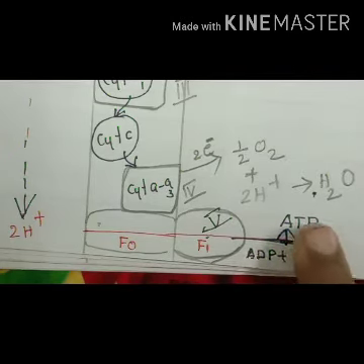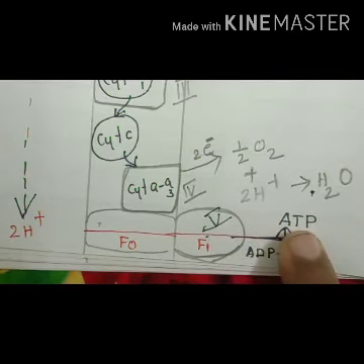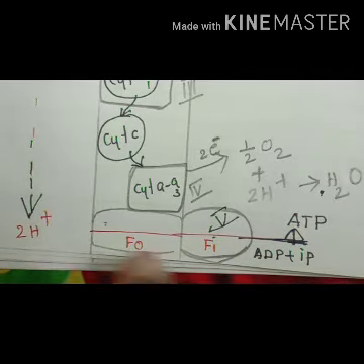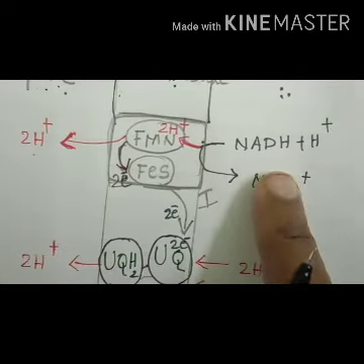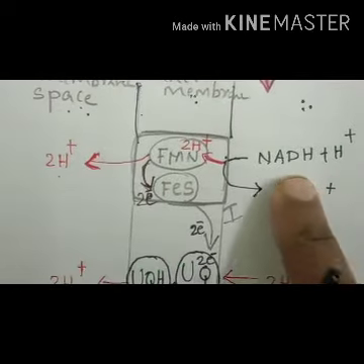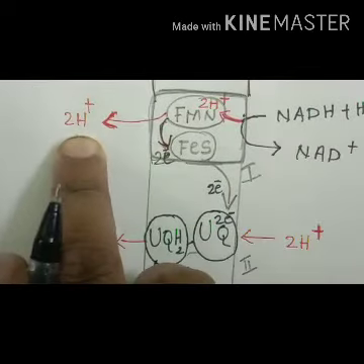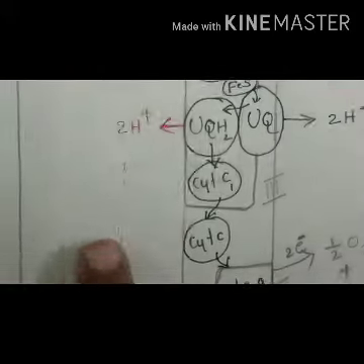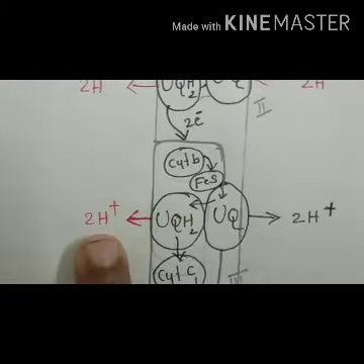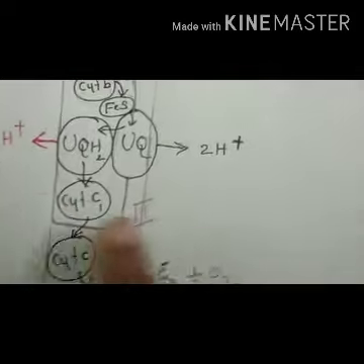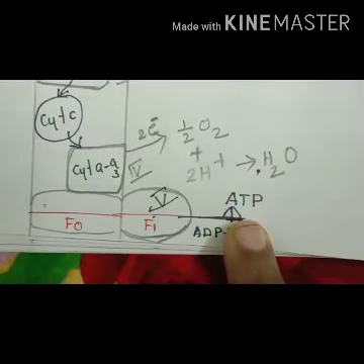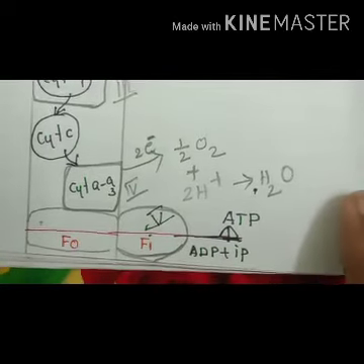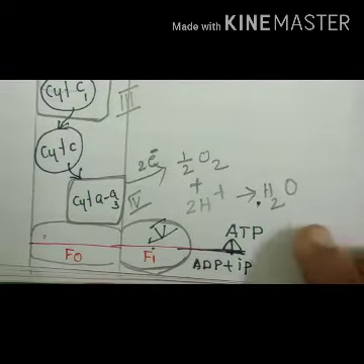For the formation of one molecule of ATP, two protons are to be released. And here we know that when one molecule of NADH2 is reduced, we can see 2 protons here, then 2 protons, and here also 2. Total 6 protons are produced. That means 6 protons released lead to the formation of 3 molecules of ATP. That I have already mentioned: 1 NADH2 is equal to 3 ATP.